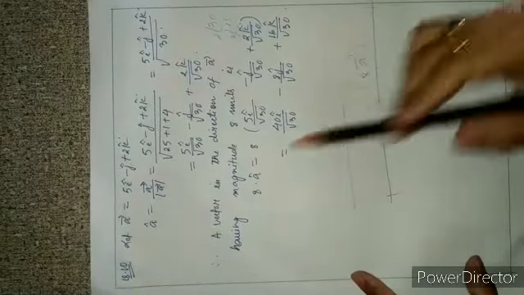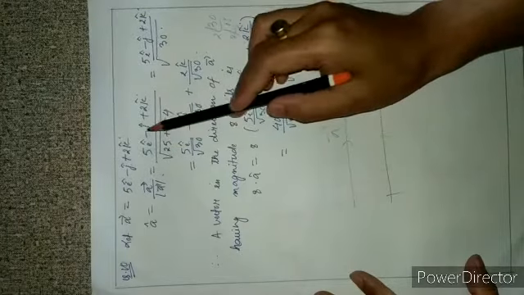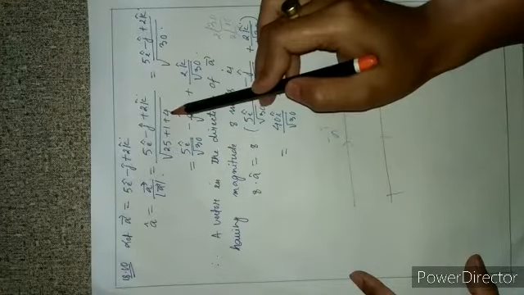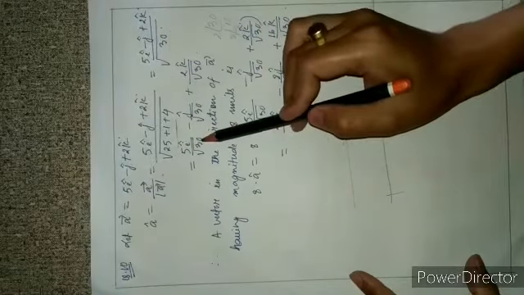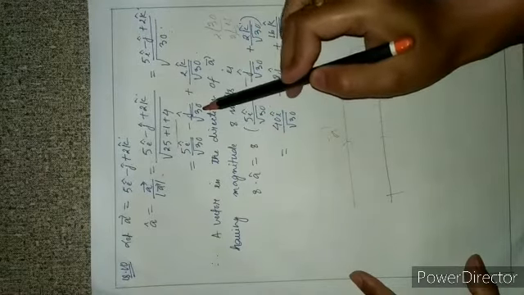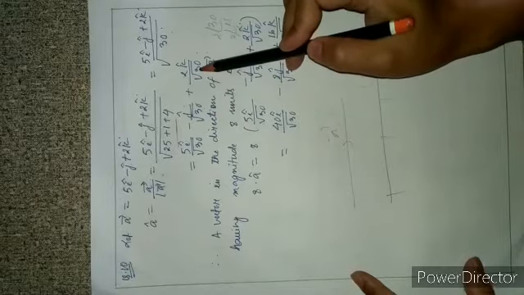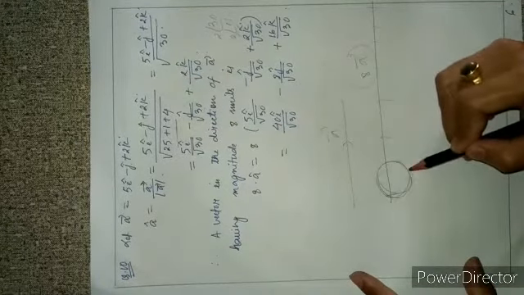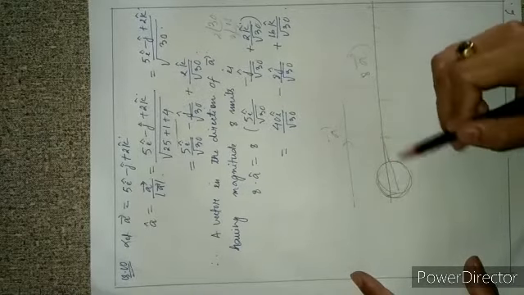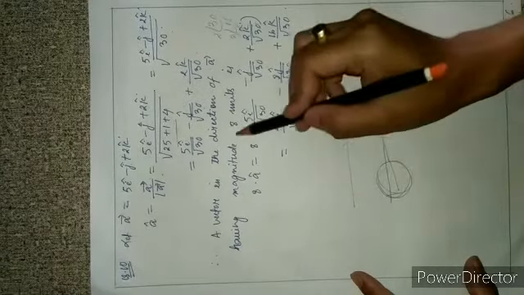5i cap minus j cap plus 2 times k cap divided by 5 squared, 25, minus 1 squared, 1, 2 squared is equal to 4, and their sum is equal to 30. So 5i cap by root 30 minus j cap by root 30 plus 2k cap divided by root 30. A cap is a vector having magnitude 1 only. For magnitude 8 we multiply by 8, for magnitude 7 we multiply by 7.